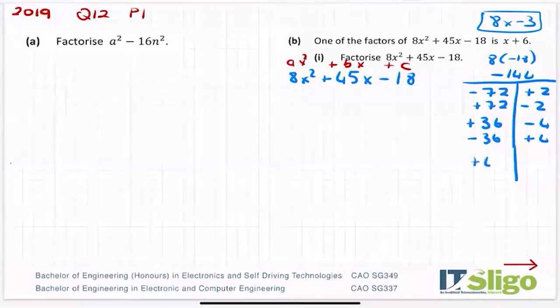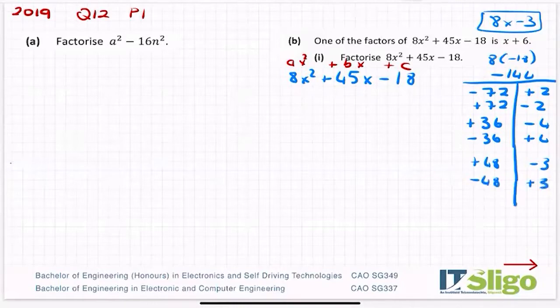So I have plus 48 by minus 3, minus 48 by plus 3. And these are closer to my 45, so I figure these are the right factors. So which row gives you plus 45? It's that one there.